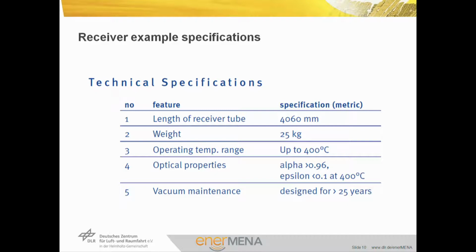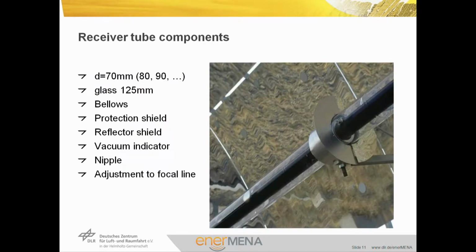This table shows some typical specifications for receiver tubes for standard parabolic trough collectors: 4 meters length, 25 kilograms, 400 degrees operating temperature range, and high optical properties, absorptance 96% or even more, and emittance of 10% or even lower at 400 degrees. The diameter of the absorber tube is relevant for the performance.